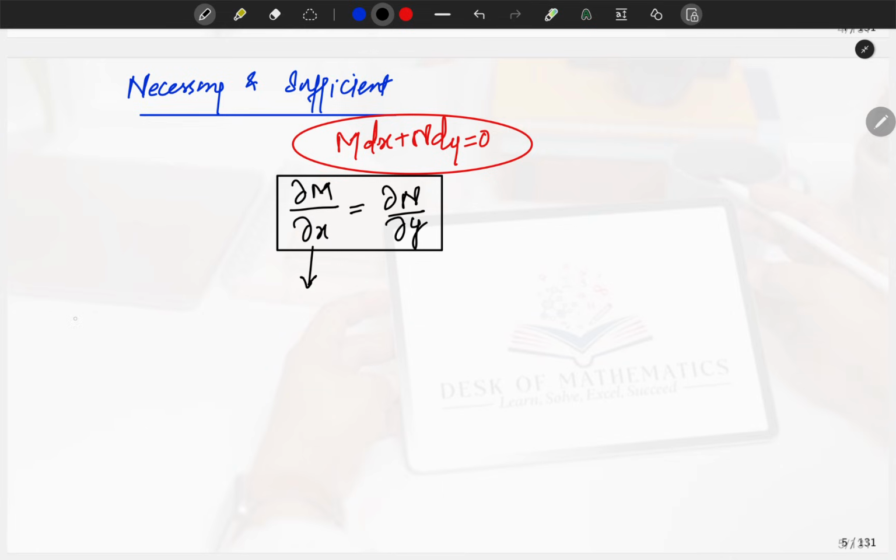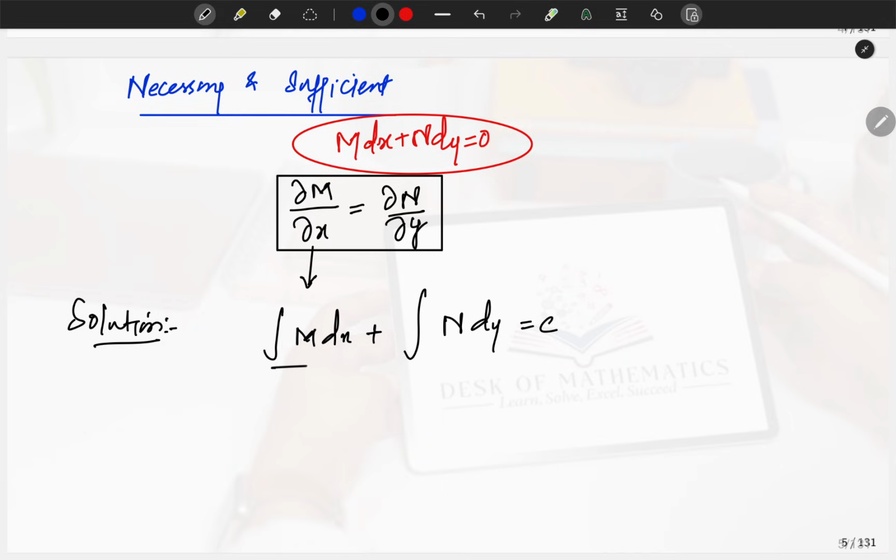Then what is the solution? If a differential equation is exact, then the solution will be the integral of M dx plus the integral of N dy is equal to c. Here we consider y as constant, and here we only consider those terms of N that are free from x. Only the terms that are free from x we consider and integrate.